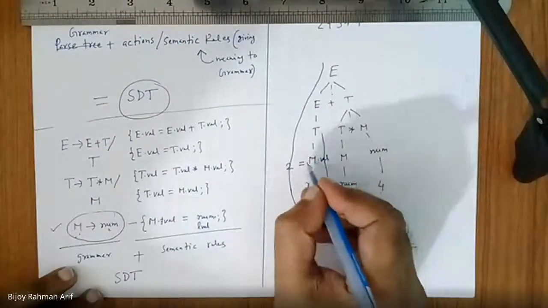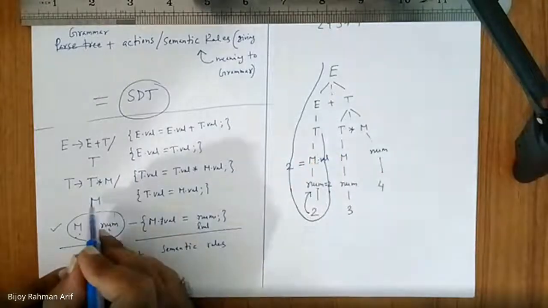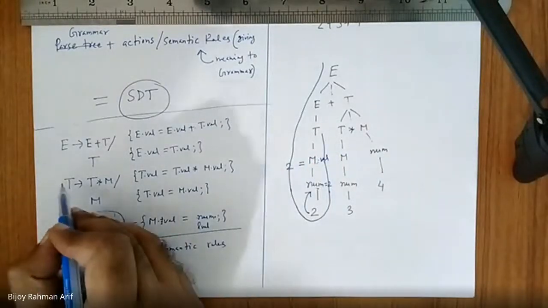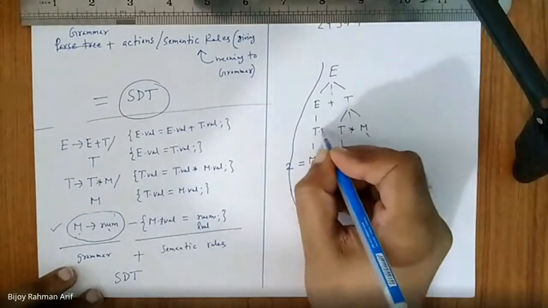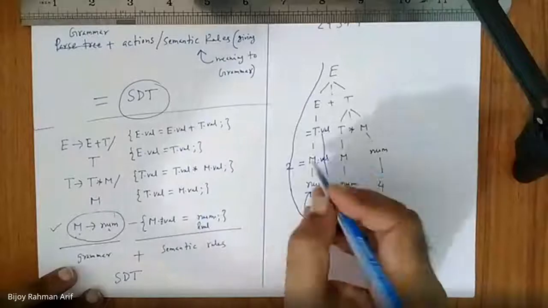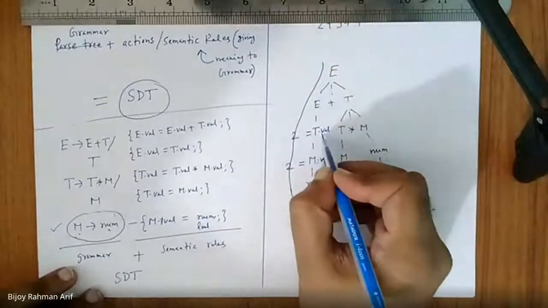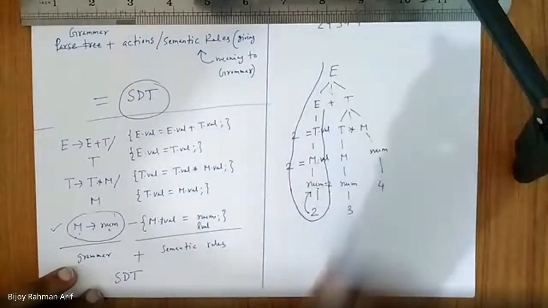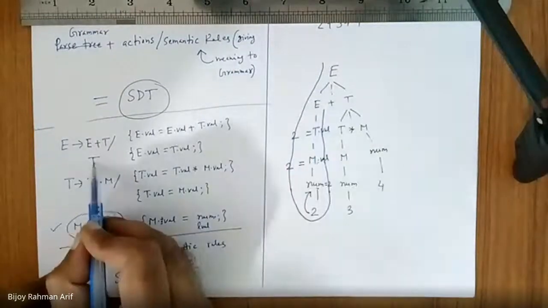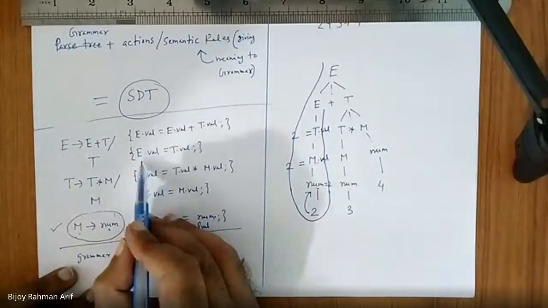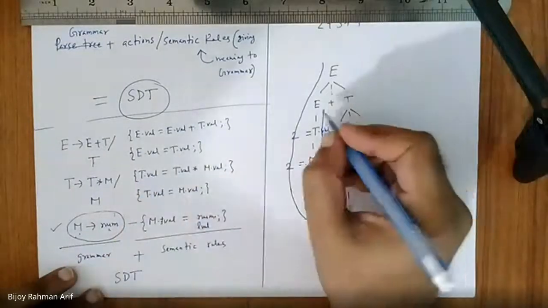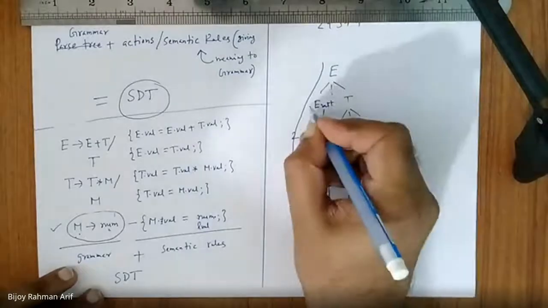Then this M is reduced to T. So this is the production, and the associated action is T.val becomes M.val. So T.val would become 2. We continue. Then T reduces to E. So what is the action? E.val would be assigned T.val. So E.val becomes 2.